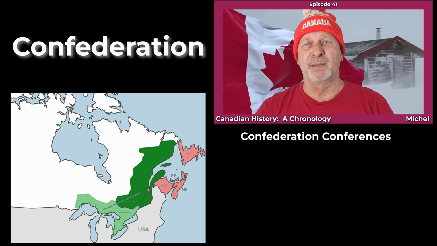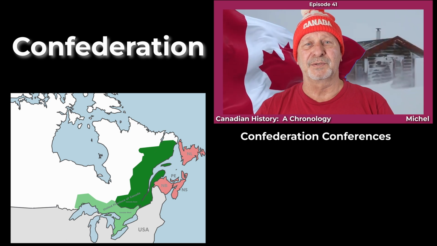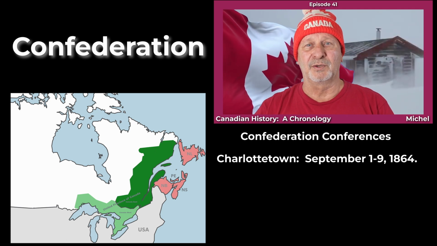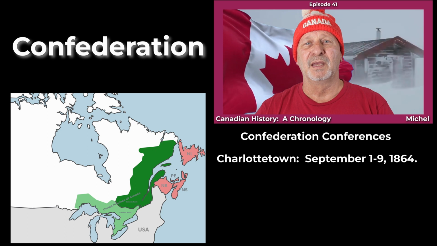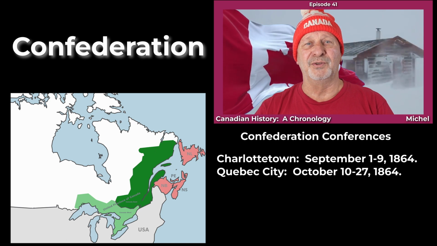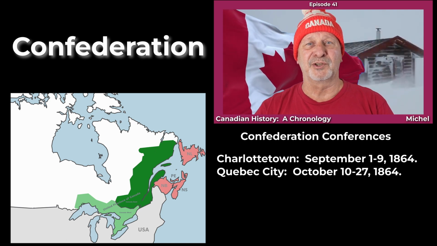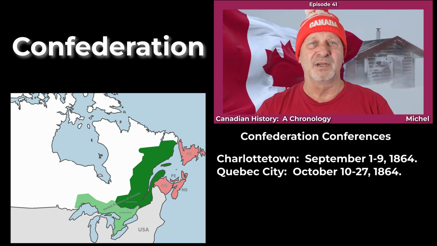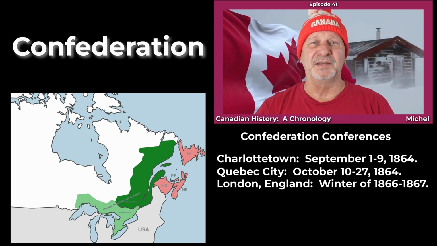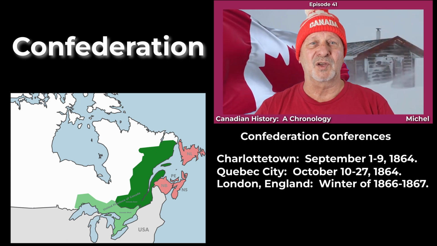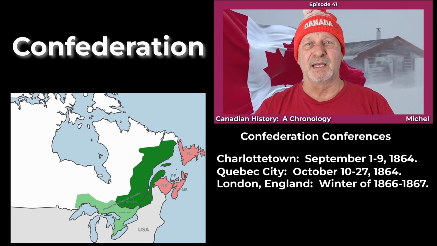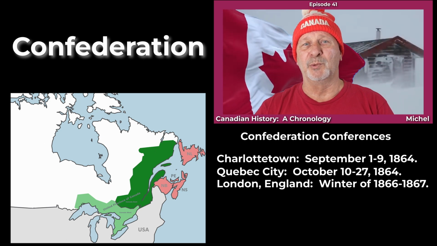Now the terms of Confederation had been worked out at three separate conferences. Charlottetown, September 1 through 9, 1864, where delegates agreed to the broad principles of a possible union. Quebec City, October 10 through 27, 1864, where the structure of the union, the division of power between national and provincial governments, and other details are discussed, argued, and agreed upon. And then London, England, the winter of 1866 to 1867, where delegates meet one last time and make some minor but important changes. They improve the financial terms for the Maritimes and add a requirement for an intercolonial railway to be built.